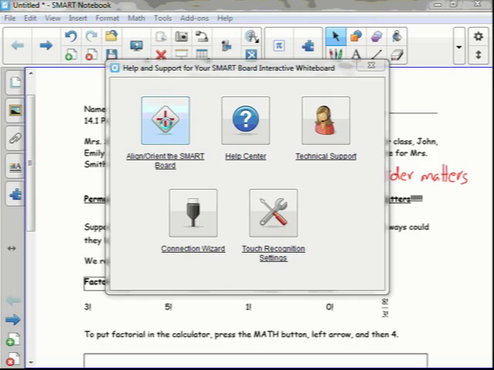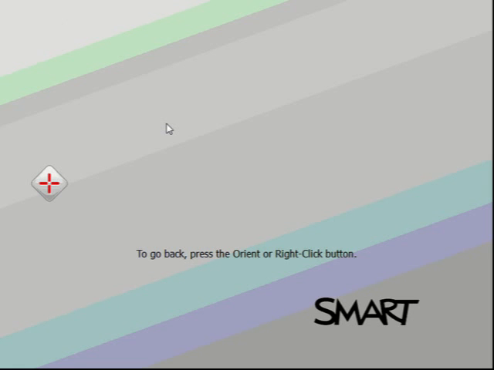I just have to get my board aligned here. Excuse me, as I do that.